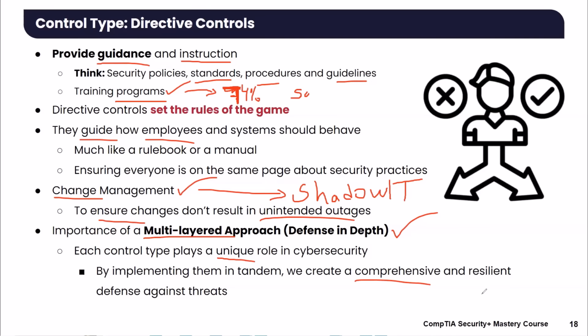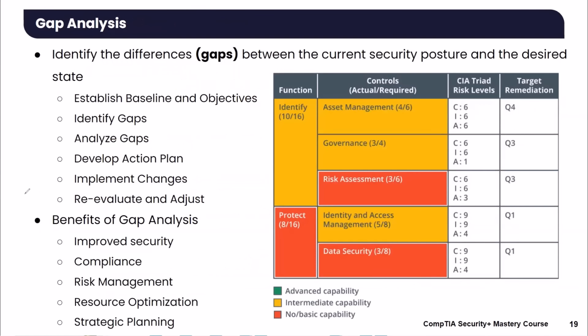against the adversaries. One of the new concepts that was added into the Security+ 701 version is gap analysis, right? Performing a gap analysis to try to identify your weaknesses, to try to understand where you are and where you need to be or where you need to go. So the idea of a gap analysis is to identify the differences, right? The different gaps between your current security state and your desired state.